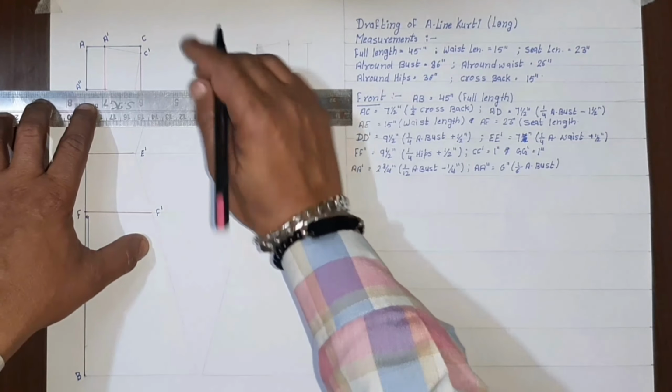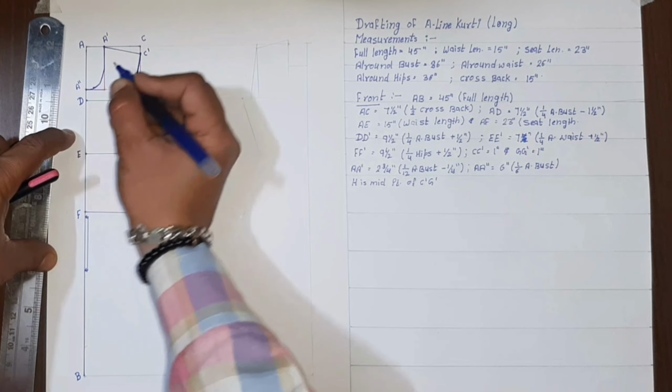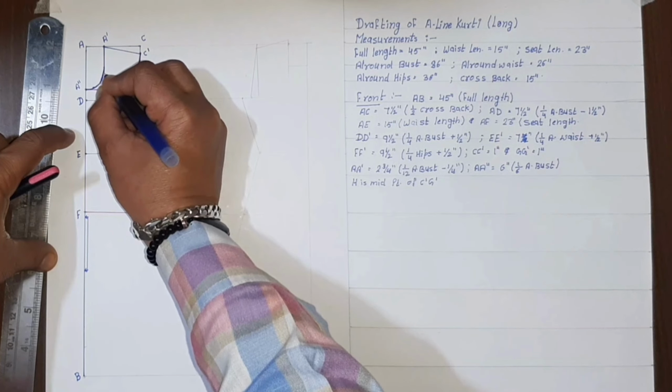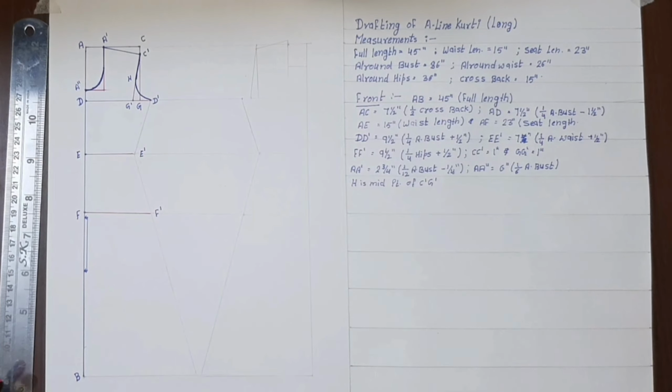Either I do like to give it through hands only. I don't use French curve in general. So this is the shape of the armhole, and meanwhile we can give the shape to the neck also, this, right? So this is the shape of the neckline. Now we'll join D dash to E dash, E dash to F dash, and we'll extend it till the bottom line, base line, right, to give the shape.